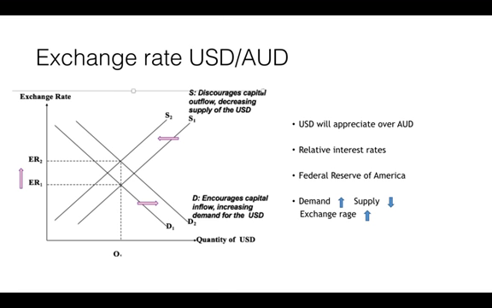In the traditional view, an increase in interest rate would encourage capital inflow, increasing demand for USD, and discourage capital outflow, decreasing supply of USD. As the diagram shows, an increase in interest rate shifts the supply curve to the left and the demand curve to the right, resulting in an increase of the exchange rate. As the interest rate in the US is higher than that in Australia, and may continue to increase, we believe it will cause the AUD to depreciate against the USD.